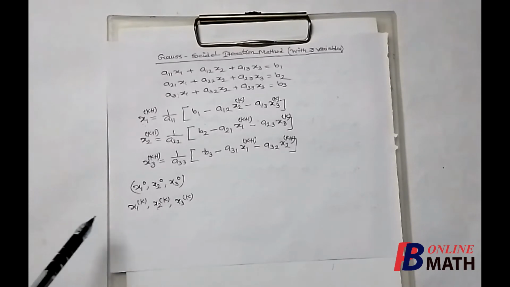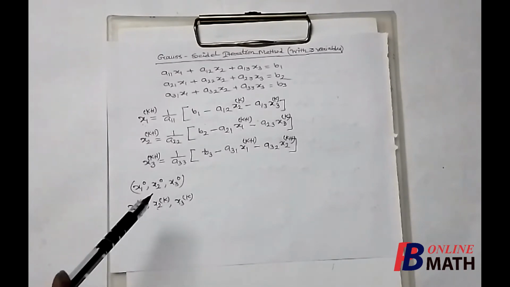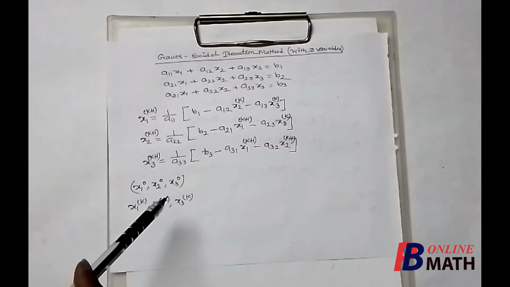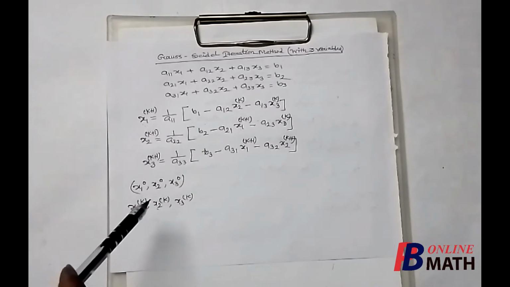This method is known as Gauss-Seidel iteration method. Now since this is an iteration method, this method is autocorrect method. If in some step we make some error, then the method will automatically correct the result.